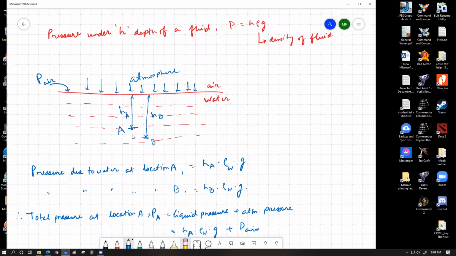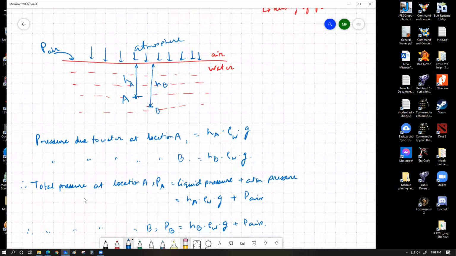And I label two different points over here, A and B. Let's say point A is a depth of HA from the surface of the water. Point B has a depth of HB from the surface of the water. So I wrote the two individual pressure values. Pressure due to water at location A is equal to HA rho W g. Pressure due to water at location B is equal to HB rho W g. So these are just two different pressure formulas.